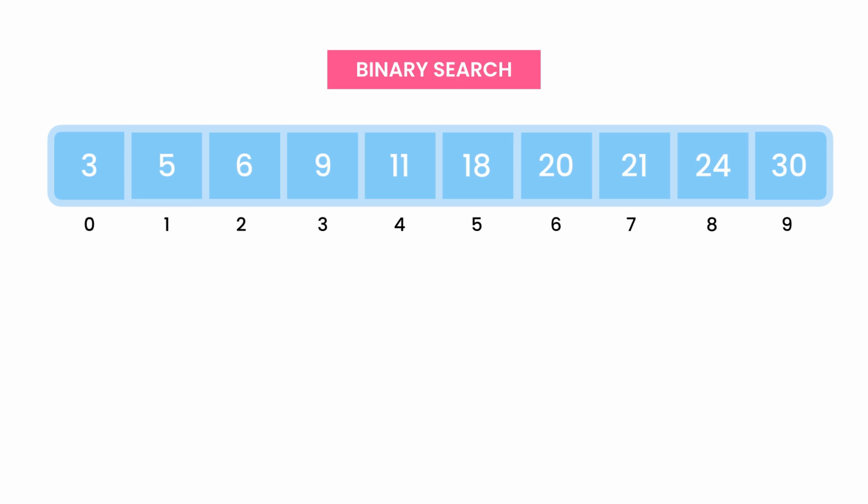So let's say we're looking for 6 in this list. First, we look at the middle item. We can calculate the index of the middle item using this formula: left plus right divided by 2. Here left is 0 and right is 9, so the index of the middle item is 4. We have 11 in the middle. The value we're looking for is 6.